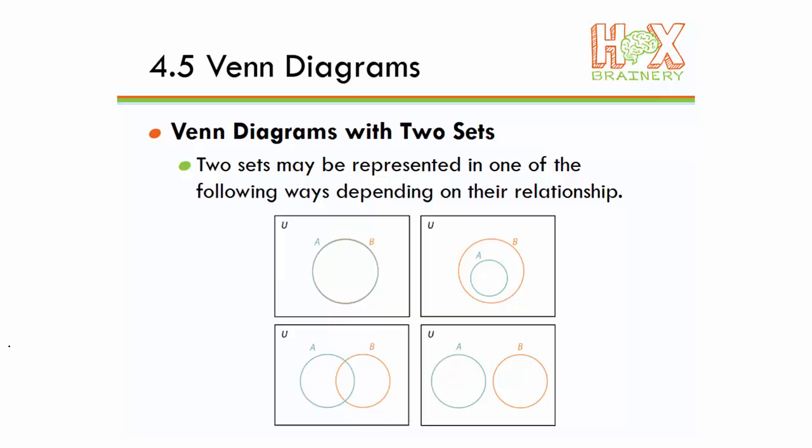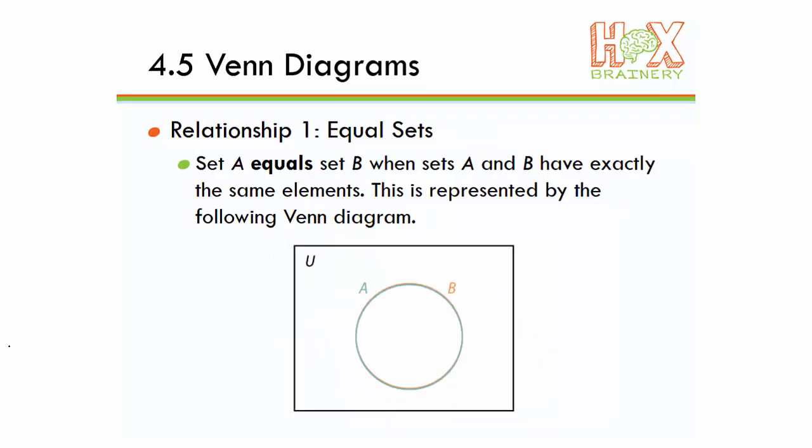Venn diagrams with two sets. Two sets may be represented in one of the following ways, depending on the relationship. We're going to go through each of these Venn diagrams. The first one represents equal sets. If set A equals set B, then you just have this one circle inside of your universal set. That's what it'll look like if A and B have exactly the same elements, and this is how it's represented visually with the Venn diagram.